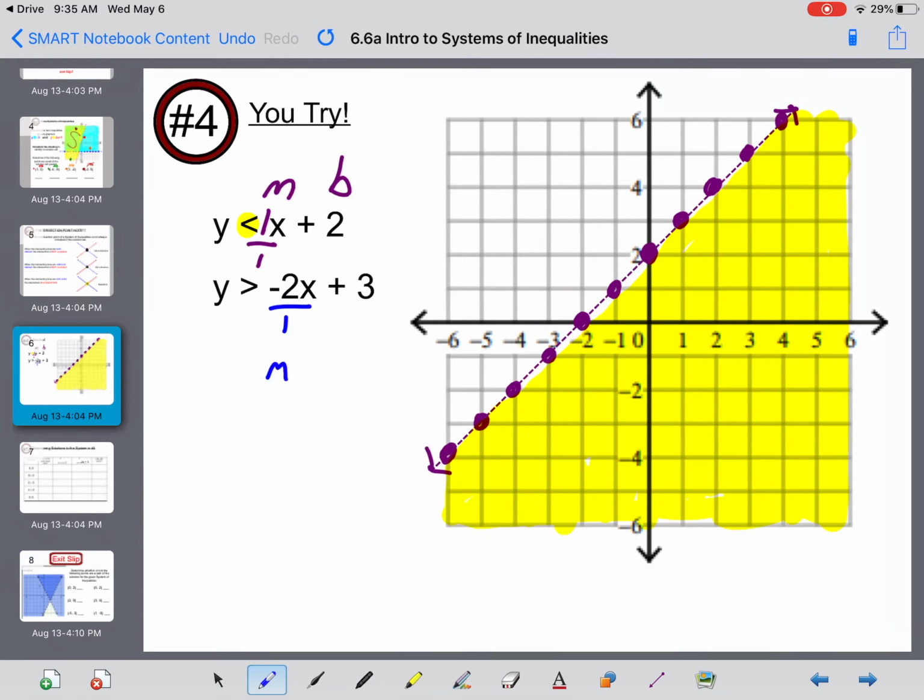Now we'll do the blue line. y is greater than negative 2x plus 3. So remember, your slope is negative 2 over 1. Your b value is a positive 3. Start at positive 3 and go down 2 and to the right 1.